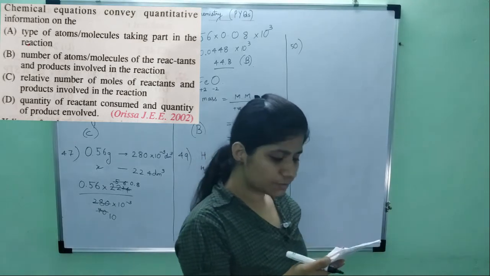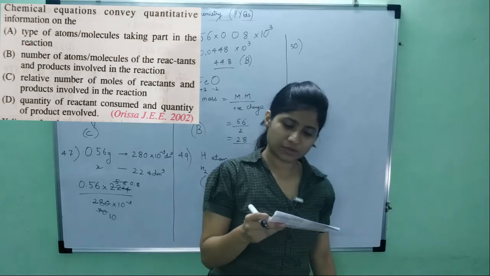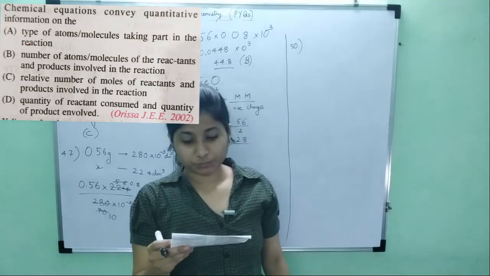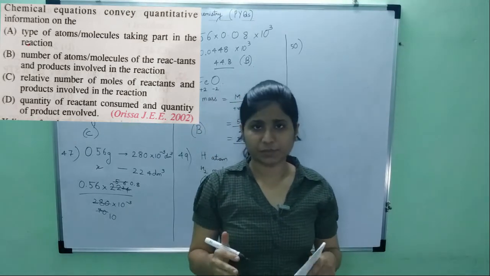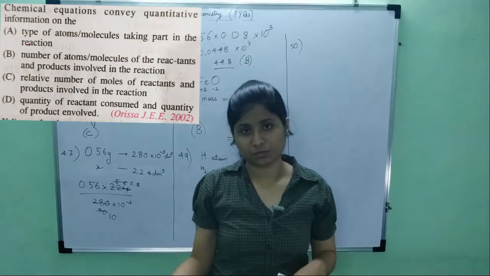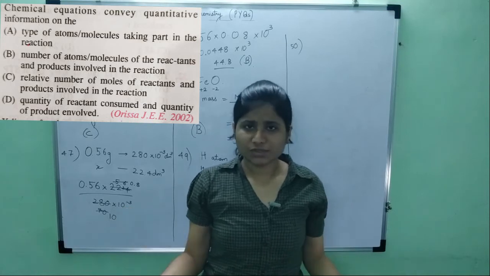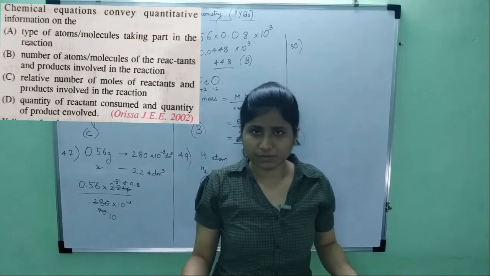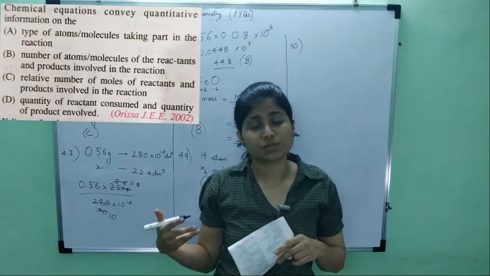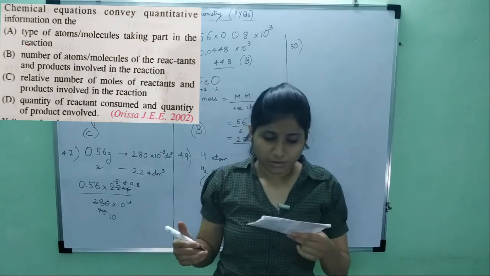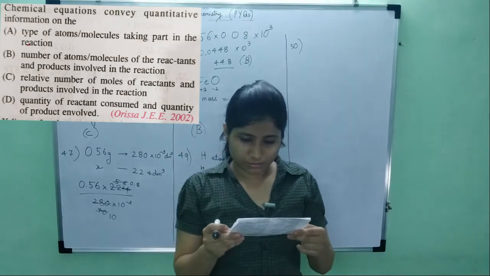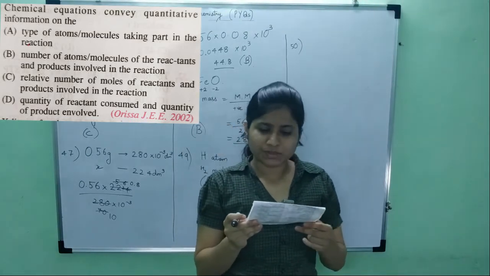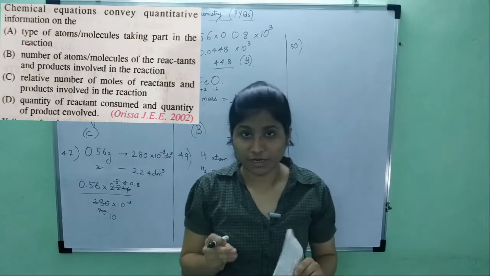So if you see the types of atoms and molecules taking part in the reaction, it does, but this is not a very right statement to say. Types of atoms and molecules, they are just reacting. It is a compound reacting with other compounds. So that is not what a chemical reaction is actually giving us information about. Number of atoms and molecules of the reactants and products involved in the reaction? It is not the number of atoms, if we could say.